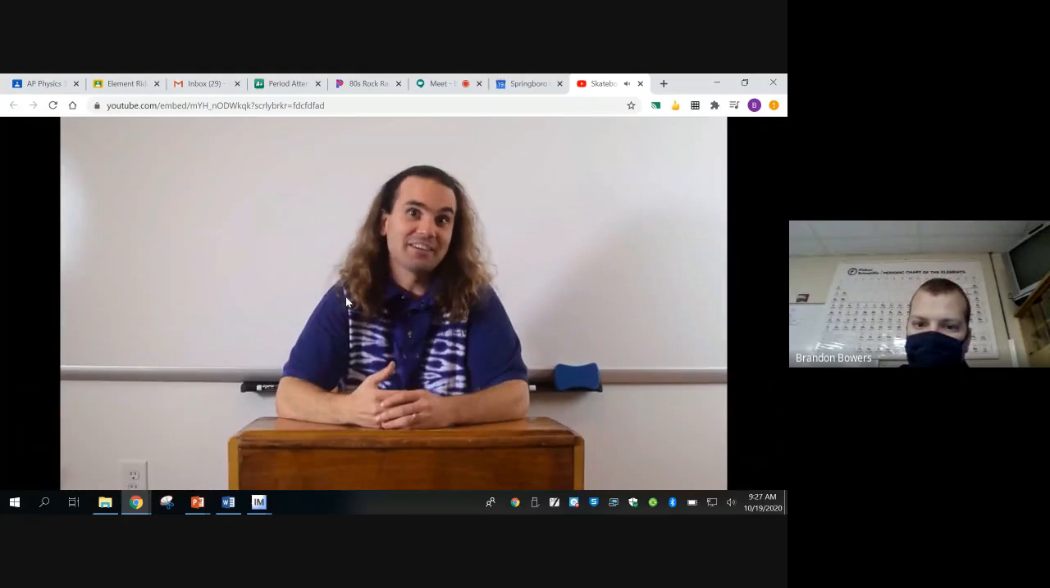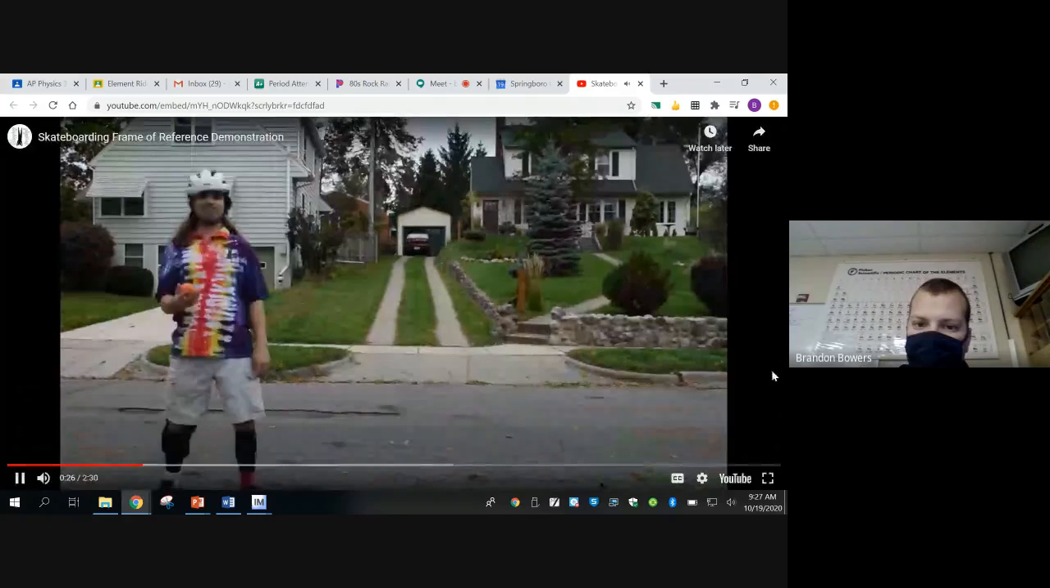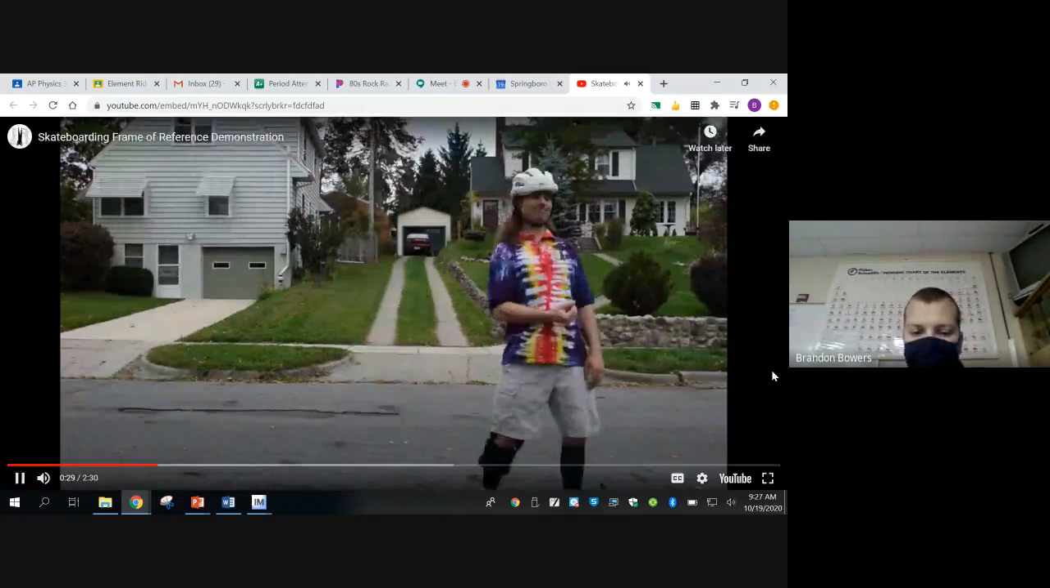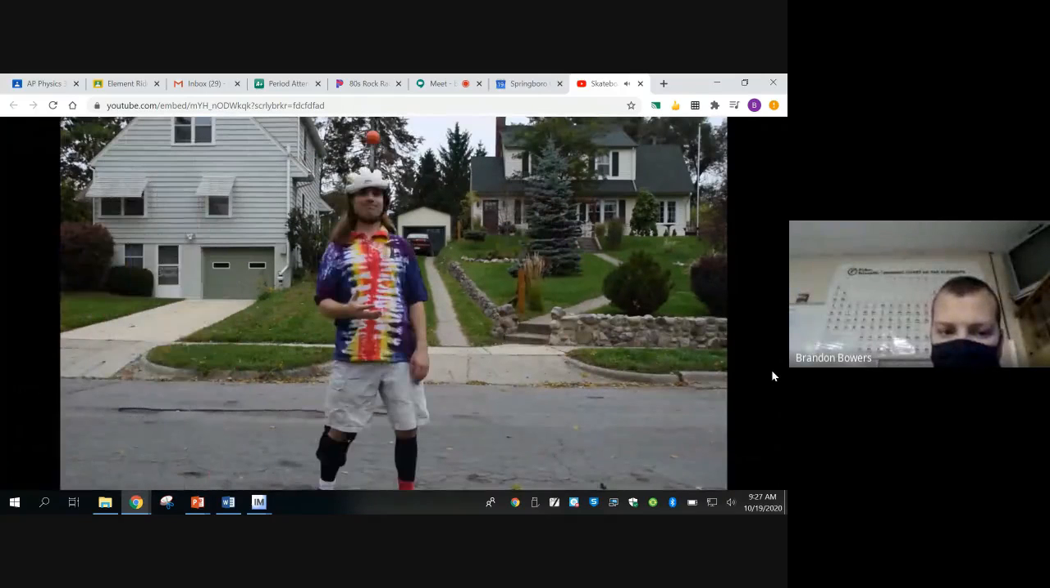Let's try showing a classic example. A guy riding a skateboard tosses the ball up in the air. From the perspective.